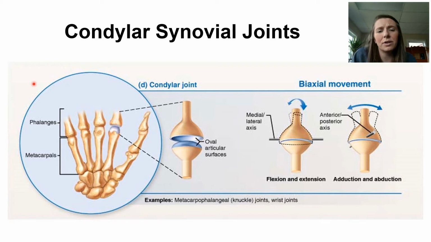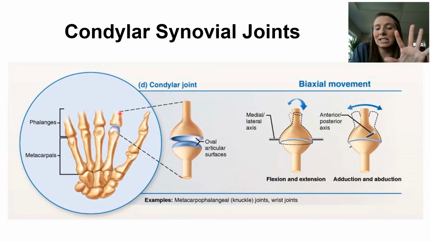And these condylar synovial joints have oval-shaped articular surfaces. And so an example here would be these metacarpophalangeal joints. So for example, this is between the actual finger and the bone that's in this hand region. So these joints right here at the base of our fingers are condylar synovial joints. So they allow us to flex our fingers and extend our fingers, but they also allow us to expand our fingers and bring them back together.